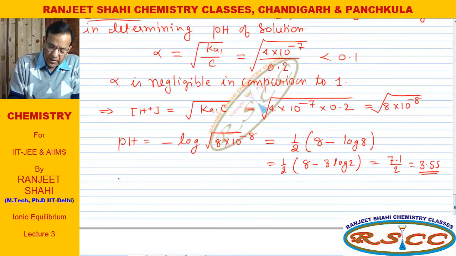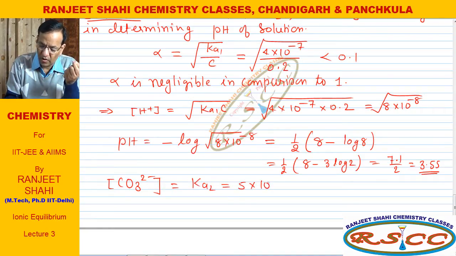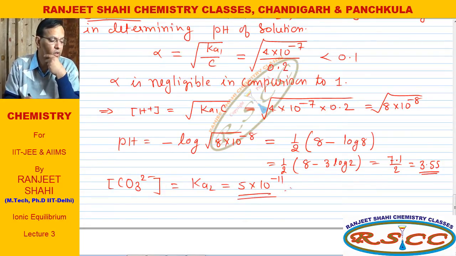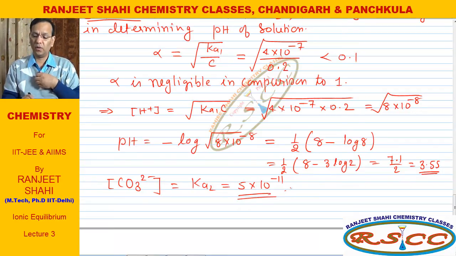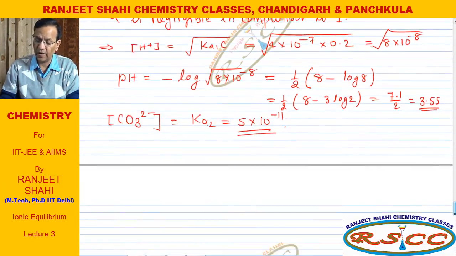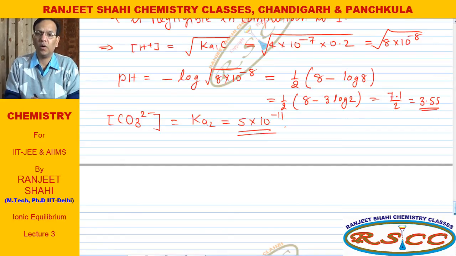For the carbonate ion concentration, the concentration of carbonate ion will be equal to Ka2, as we just derived, which is 5 into 10 raised to the power minus 11. So, that is going to be the concentration of carbonate ion. After knowing the concentration of carbonate ion, we complete here the solution of weak acids.